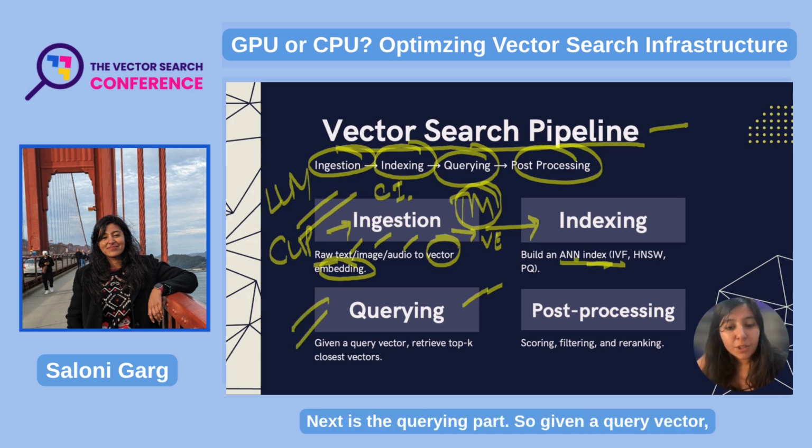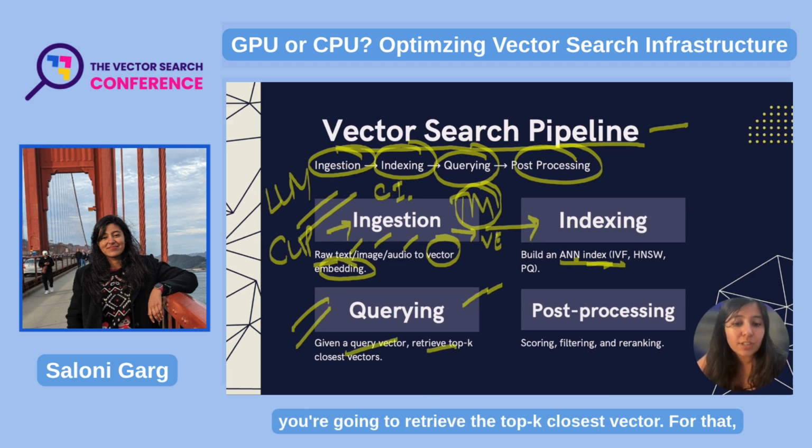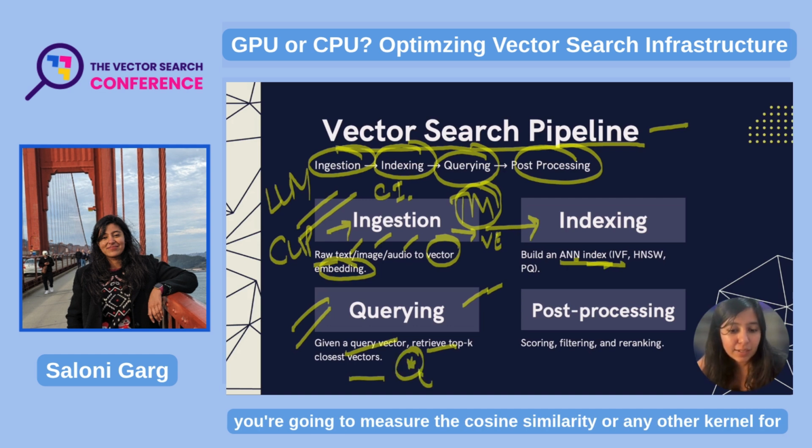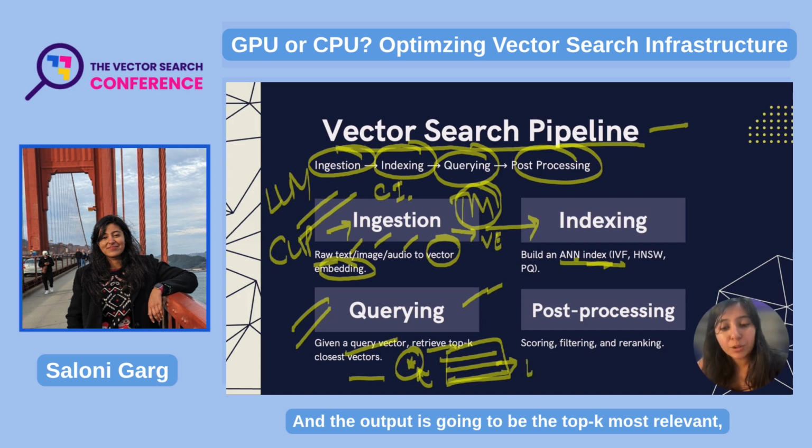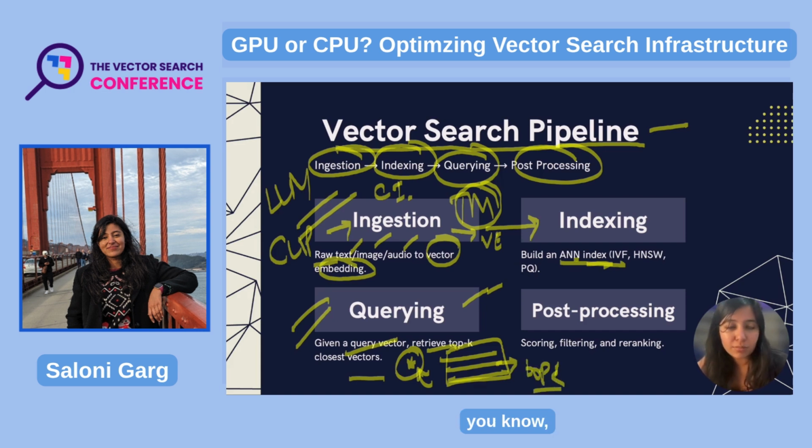Next is the querying part. So given a query vector, you're going to retrieve the top k closest vectors. For that, you're going to measure the cosine similarity or any other kernel for that matter on your whole corpus of embeddings. And the output is going to be the top k most relevant vectors, the closest to the query.